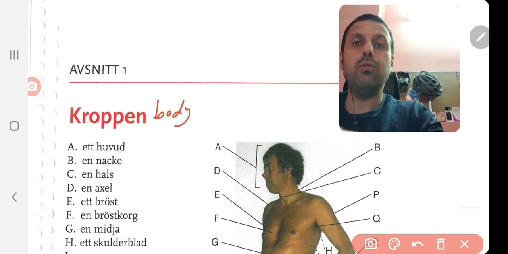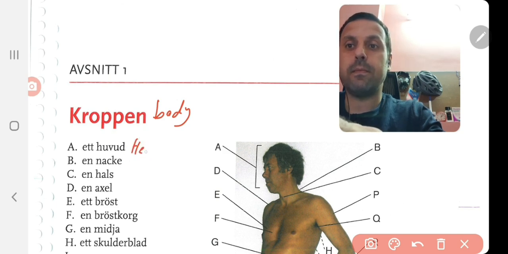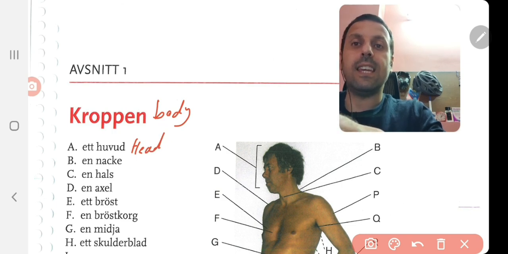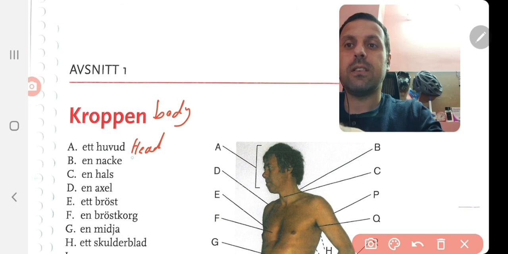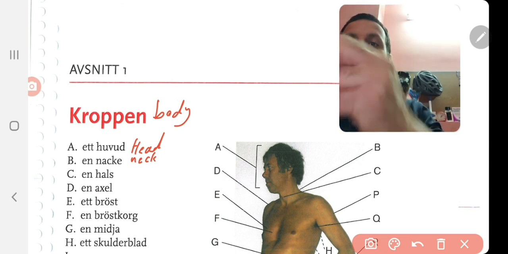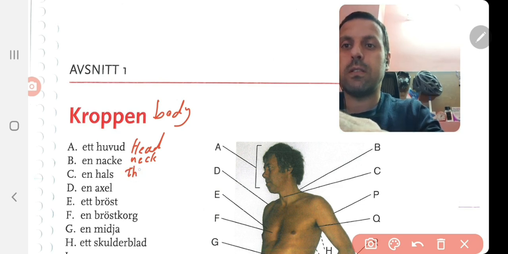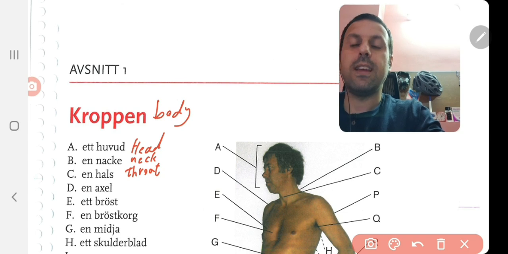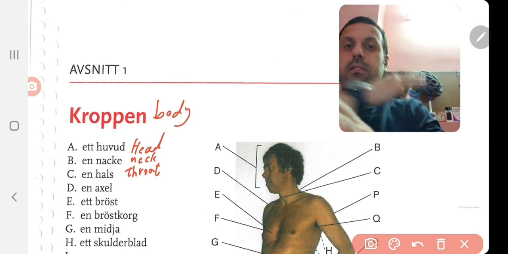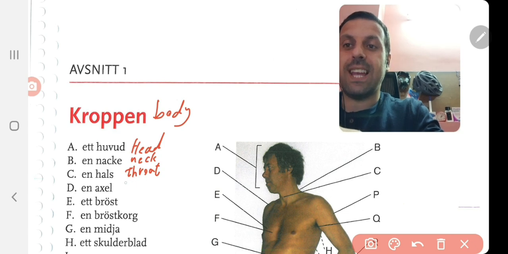Et huvud. So huvud means head. And nacke means neck. Hals means throat. Axel means the shoulders, so an axel means one shoulder. Bröst means breast.